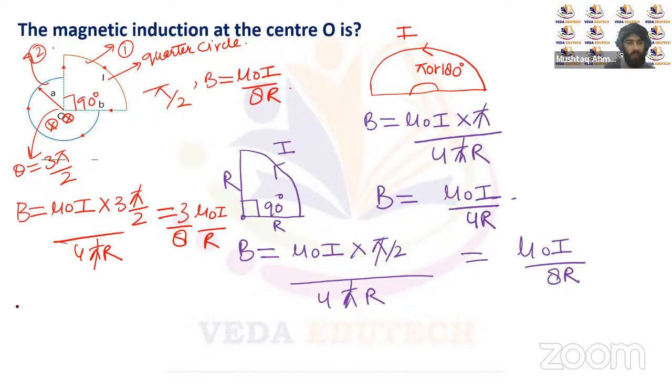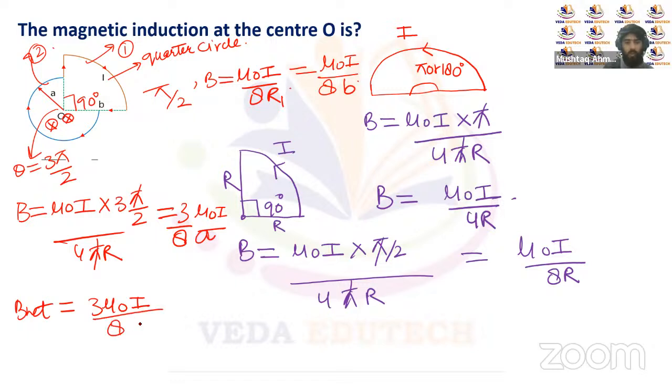So the net magnetic field B net will be equal to 3 mu naught I upon, you can see here, for this circle the radius will be, let's suppose, R1, and for this circle the radius is R2. We'll just denote the radii as R1 and R2, where for the larger circle the radius is given as B, and R2 is actually A. So 3 mu naught I upon 8A plus mu naught I upon 8B.